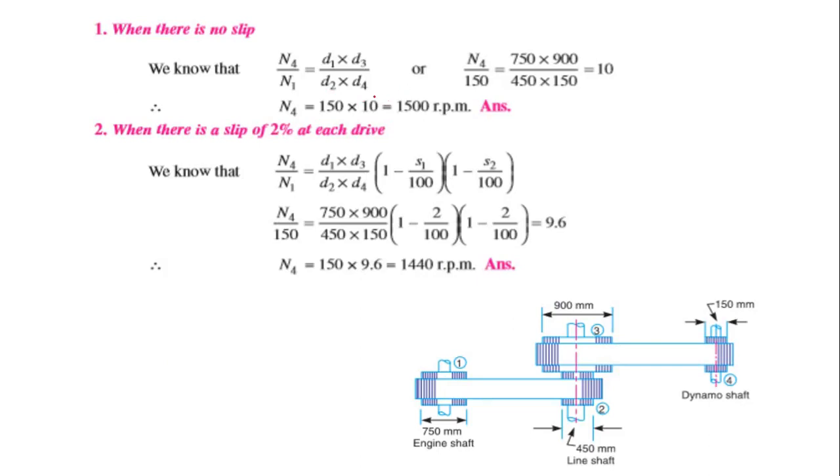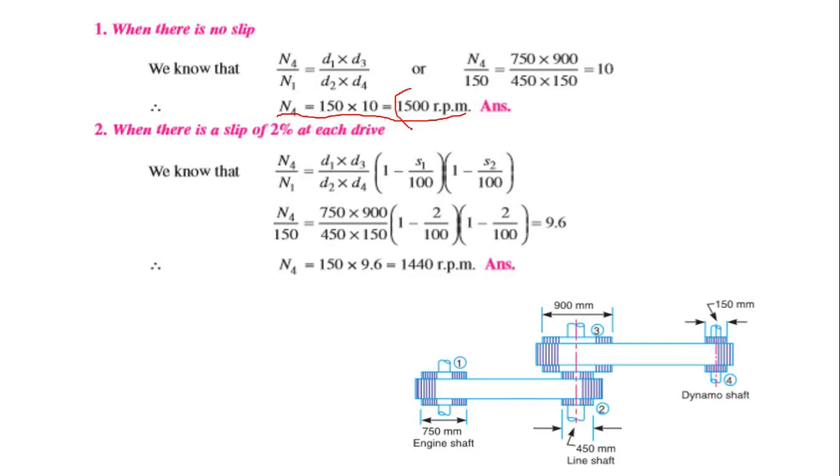Put the values of all the parameters given here. Now N4, that is the speed of the dynamo shaft, will be calculated. So N1 is equal to 150 rpm, D1 is equal to 750, D3 is equal to 900, D2 is equal to 450 and D4 is 150, all in mm. So N4, the speed of the dynamo when there is no slip, is found to be 1500 rpm.